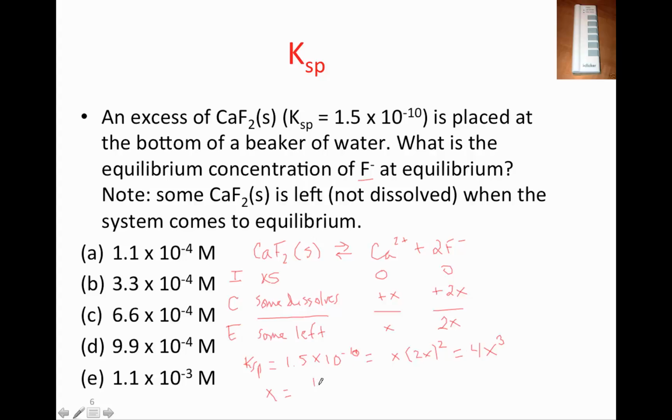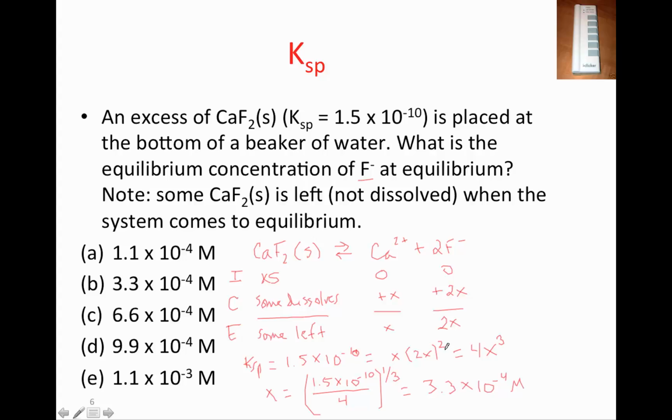So we have 1.5 times 10 to the minus 10 divided by 4. So that takes care of the 4. Now I'll take the cube root of this, and now I've solved for x. Let's throw this in our calculator. I have 1.5 times 10 to the minus 10, a really small number right here. I divide by 4. I take a cube root, and I'm left with 3.3 times 10 to the minus 4 molar.